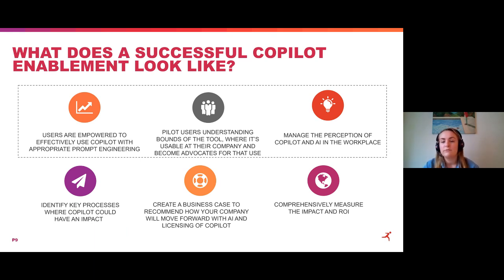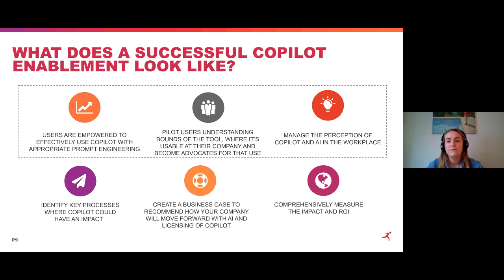Those first three points are really around driving adoption, and appropriate, best practice adoption, so that people understand the tool and what it can do for them. The second three bottom points I'm going to come on to in the measuring impact and business case pieces that we spoke about as the third and fourth pillars. At a high level, those are around identifying key processes where Copilot could have impact, creating a business case to recommend how the company will move forward with AI and licensing, and comprehensively measuring impact and ROI to be able to form that business case.